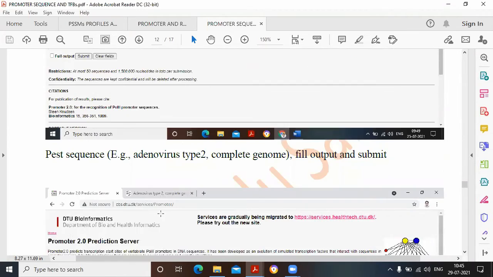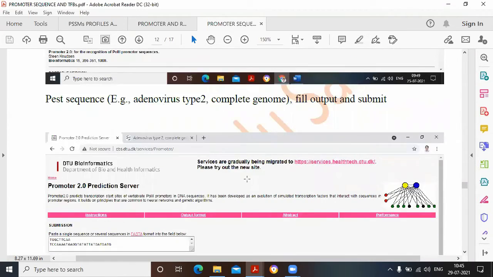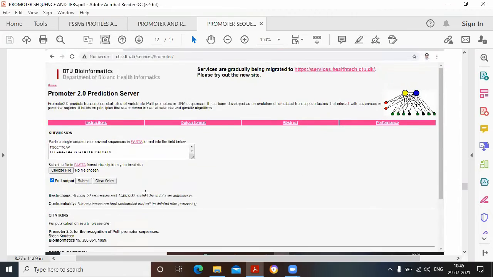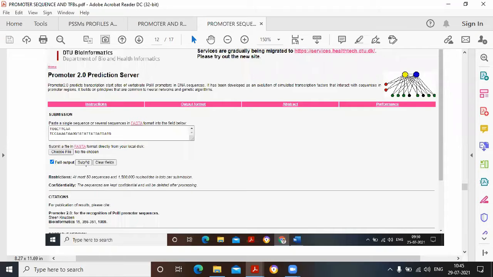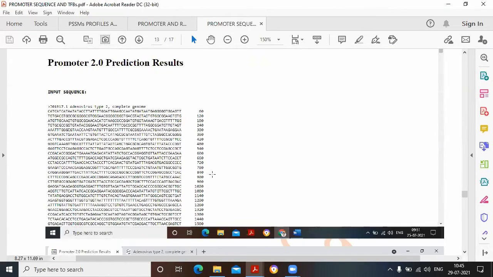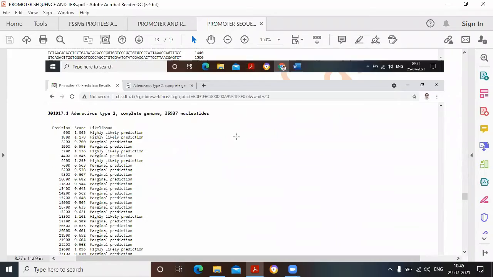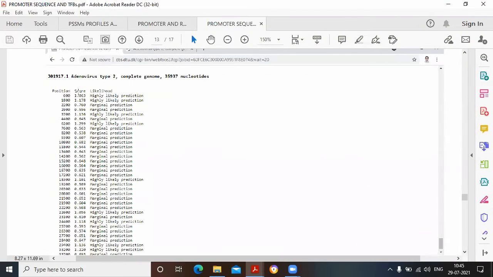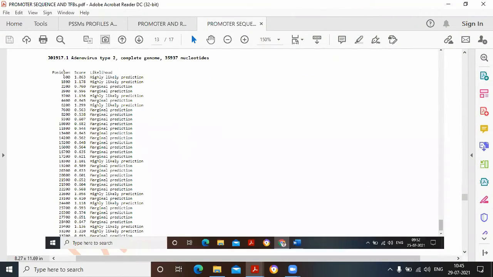For this experiment I have taken the adenovirus type 2 complete genome and pasted it in FASTA format. I clicked on full output and then the submit button, and I get this kind of result page. Initially the sequence information is written, and each line has 60 characters. Further, if you scroll down, you get the analysis part, where the positions are written, that means 600 positions.